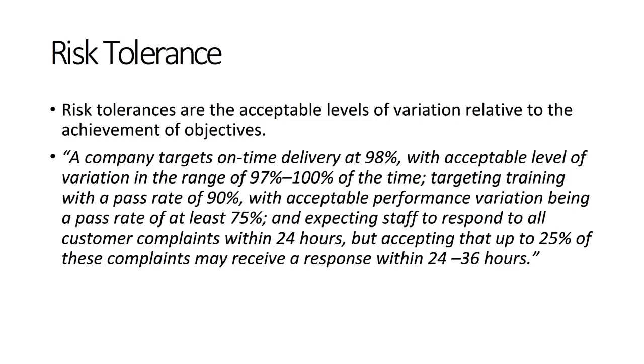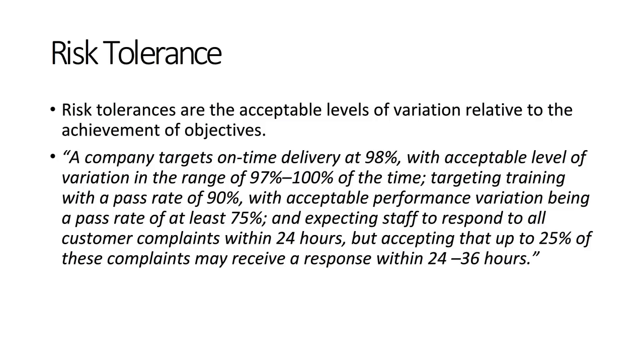Risk tolerance is a topic we will explore more when we get to the risk appetite module. Risk tolerances are the acceptable levels of variation relative to the achievement of objectives. Here's an example to illustrate the idea. The objective for a company is on-time delivery at 98%. The tolerance provides an acceptable level of variation in the range of 97 to 100% of the time. A second objective targets training with a pass rate of 90%. The tolerance is a pass rate of at least 75%.